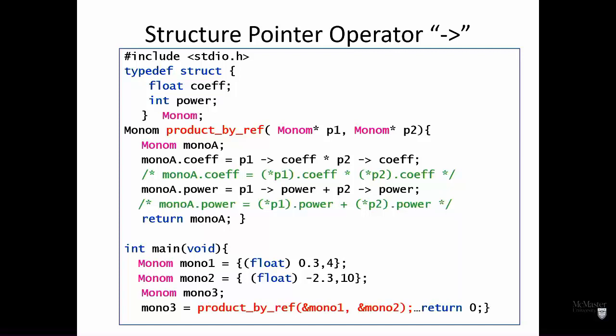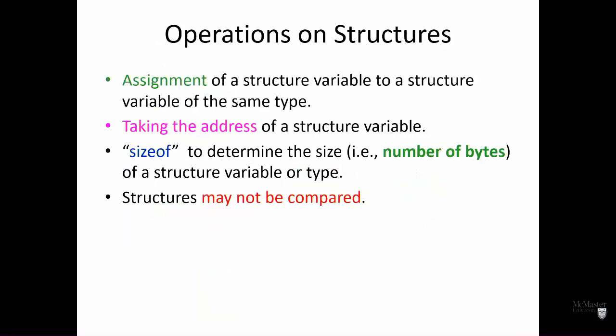When you say sizeof monon, it should give you the summation of the sizes of its members, right? So here, sizeof monon should give you 8 bytes, right? Why is this important? Because we used this before. What if I want to dynamically allocate memory for an array of structures, right?